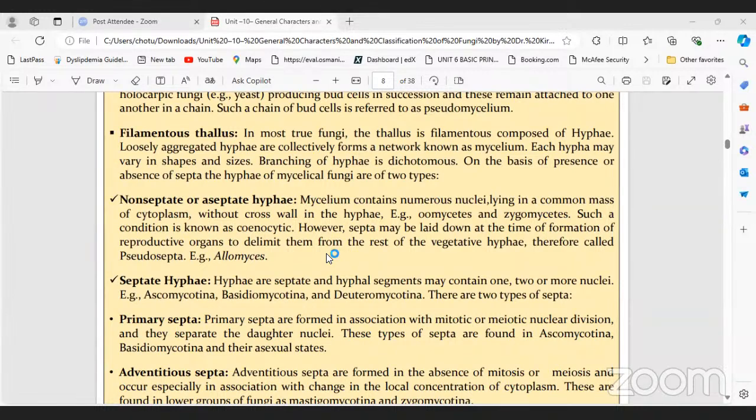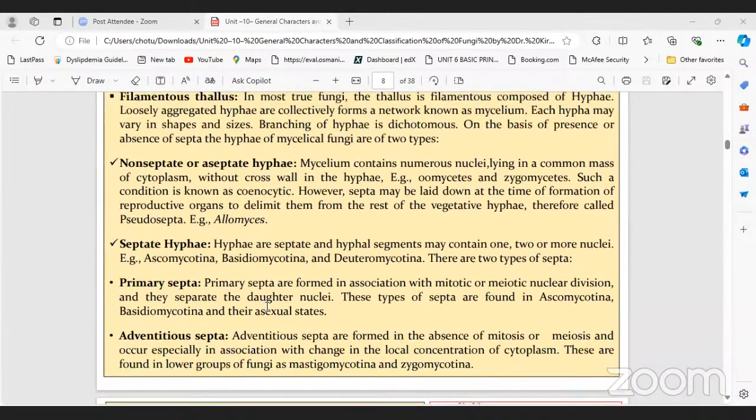Therefore, it is called pseudosepta. The best example for pseudosepta is the Oomycetes; all Oomycetes come under this one. Next one, septate hyphae. What are the hyphae? What are the septae? Hyphal segments may contain one, two, or more nuclei.